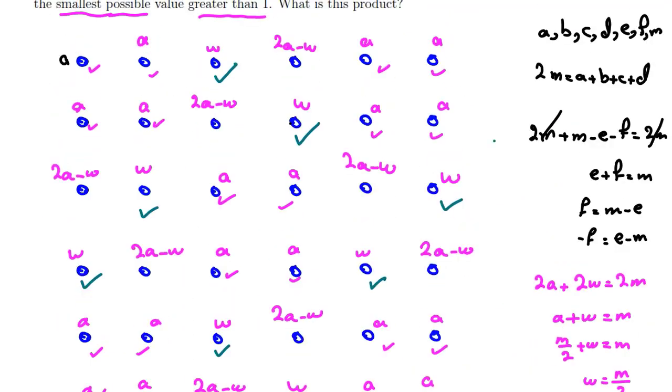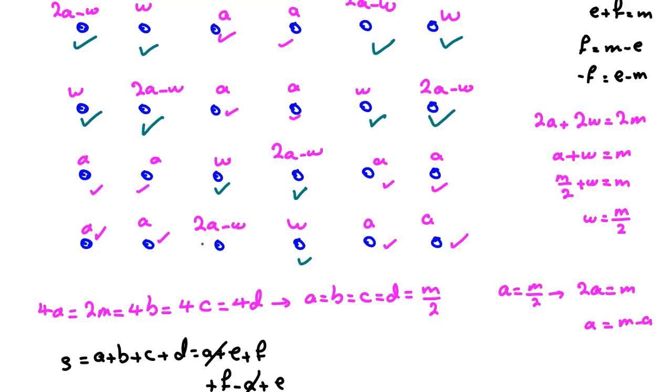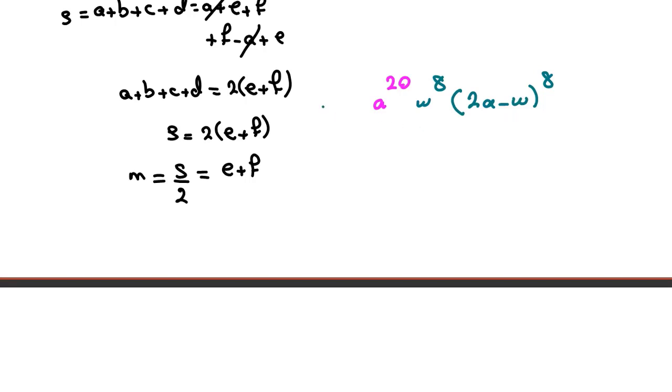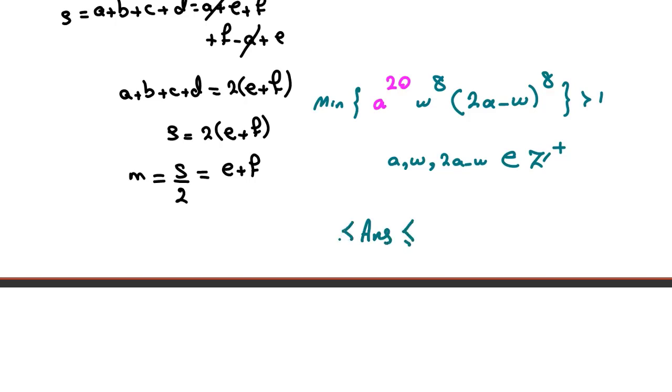So let's see, do we have 8 from that? 1, 2, 3, 4, 5, 6, 7, 8. Okay, 2a minus w to the 8. We want to find the minimum possible case of it, and it should be greater than 1, and we know a, w and 2a minus w should be integers. When we want to find the minimum or maximum of something, one good way is to create an interval. So one of them should be at least 2, and we don't like that a be 2, because if it is 2, then it is at least 2 to the 20.